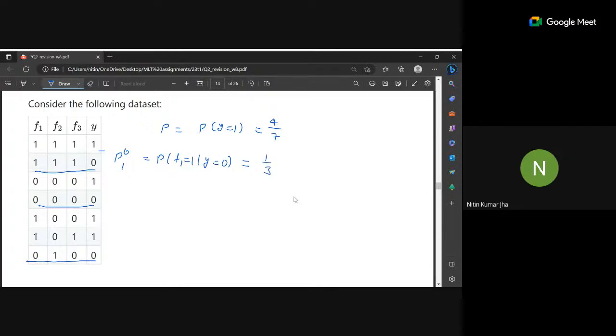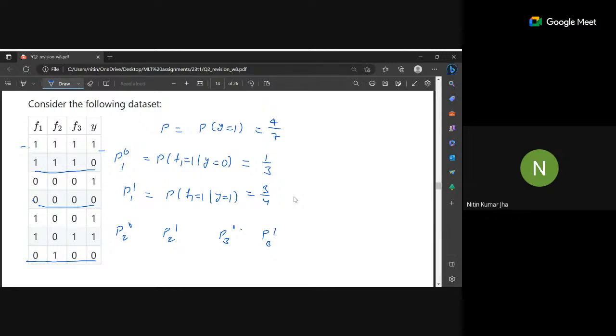Okay. Similarly, what will be the estimate for p11? 3 by 4. Yes. Now you are looking at the examples, so it's the estimate that the first feature takes value 1, given that the label is 1, right? So you are looking at these four examples, and looking at the first feature value. So 3 by 4 is the estimate for this. Similarly, you can find the estimates for p20, p21, p30, and p31. That's all the parameters I need to estimate.